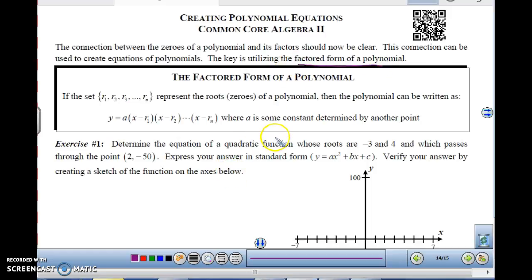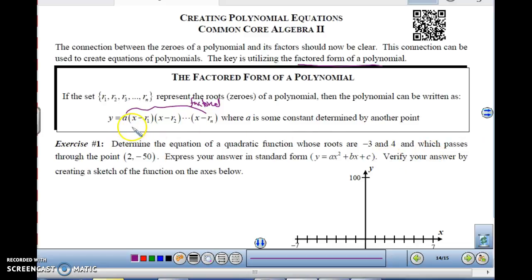So what we're going to do is start with the roots and work backwards to figure out what the equation was. This is kind of the formal way of doing it. The factored form of a polynomial: if the set r1, r2, r3, to rn represents the roots or zeros of a polynomial, then the polynomial can be written as this right here. So basically, this is factored form. We could take each of these bubbles, set them equal to 0, and find the roots. And a is some constant determined by another point.